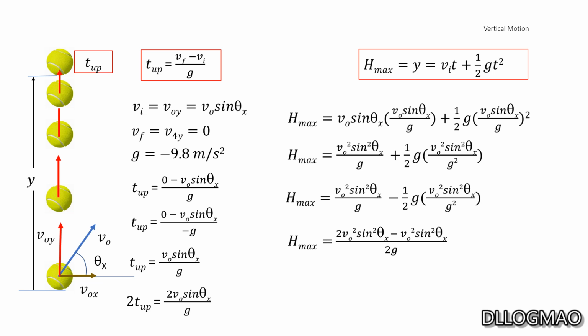The result is h sub max is equal to the ratio of the product of the square of v sub 0 and the square of sine theta sub x, and 2g. This is the equation for the maximum vertical distance reached by a projectile.